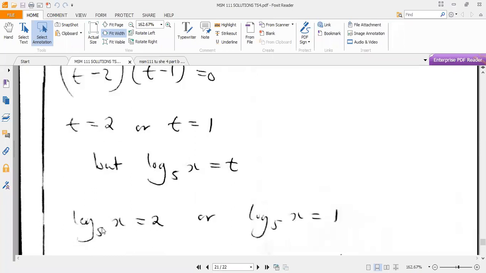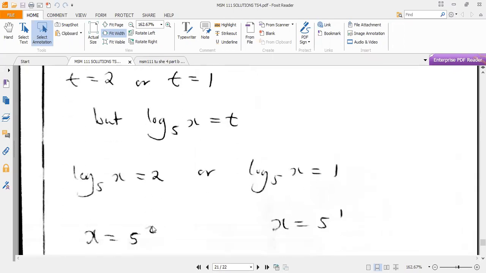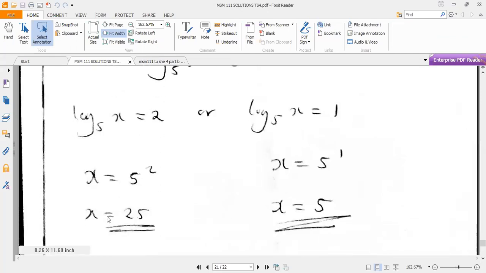We know that using that trick again, when there's a base of 5 here, the 5 will go to the right-hand side. So it will be 5 to the power 2. So x is equal to 5 to the power 2. Now, what is 5 to the power 2? It's simply 25. So x is equal to 25. We have managed to solve the first part, which is 25.